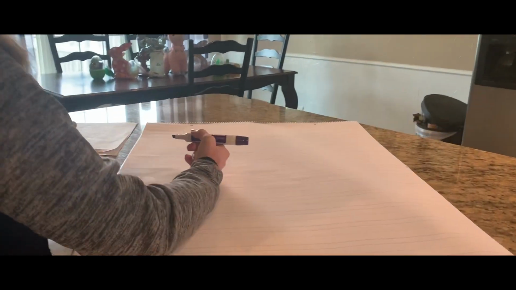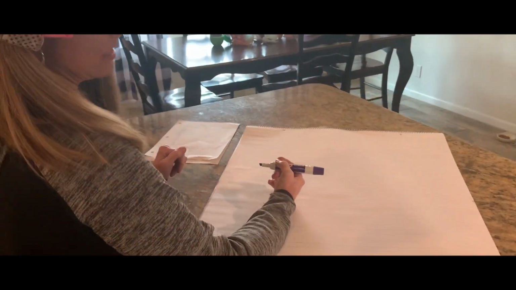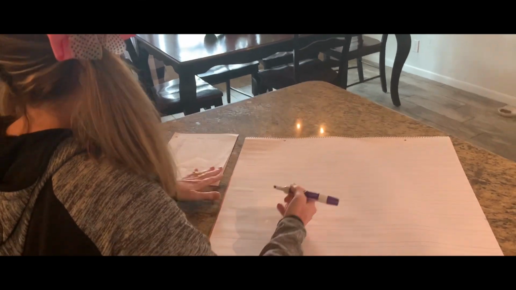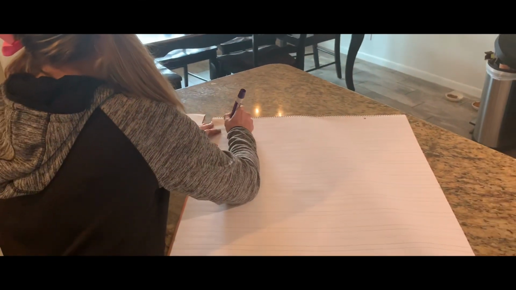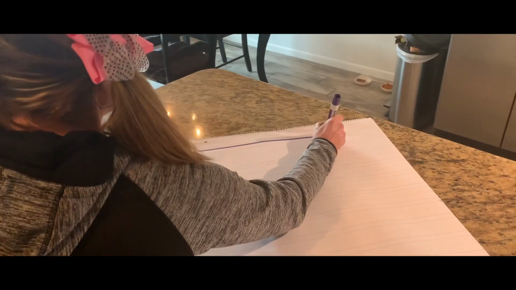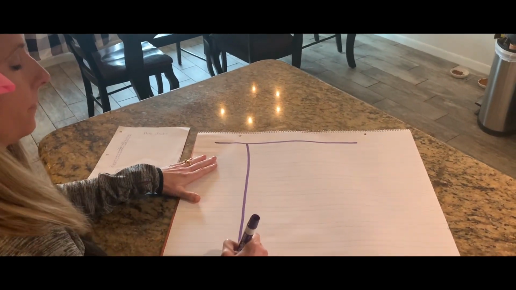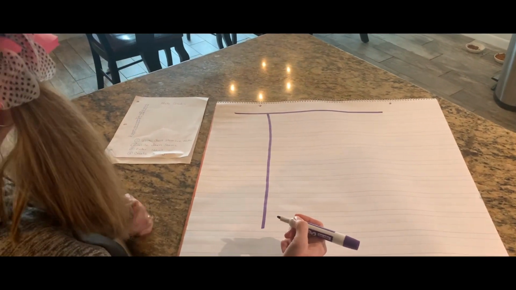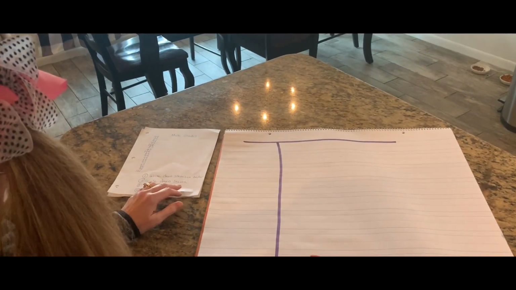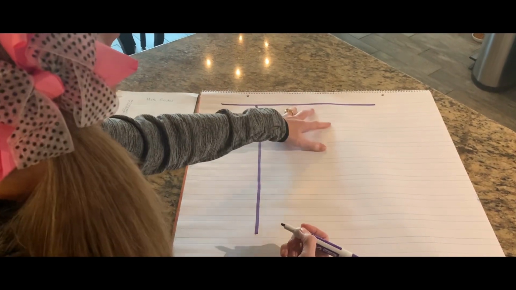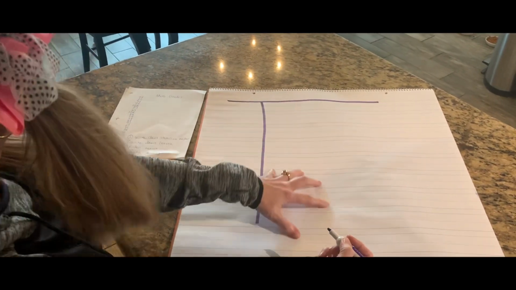All right, the first thing I need to do is draw a T, like you would for a T-chart, to make the basis of my stem and leaf plot. So I'm going to come up here, draw a T, go across like that, and come down like this. The second step, I'm going to write down all of my stems. The stems are going to go on the left side, and my leaves are going to go on the right.